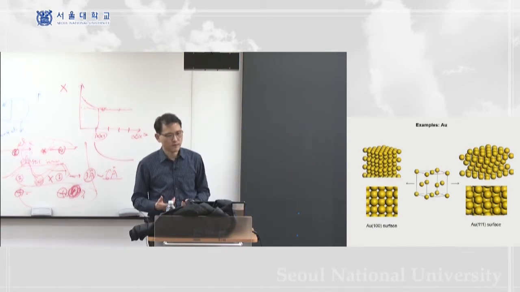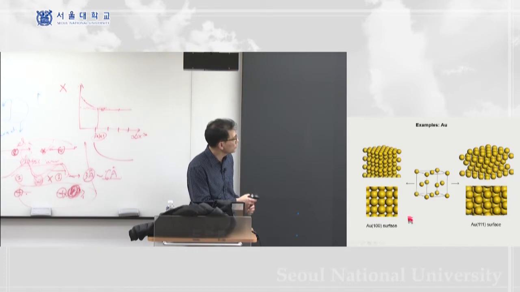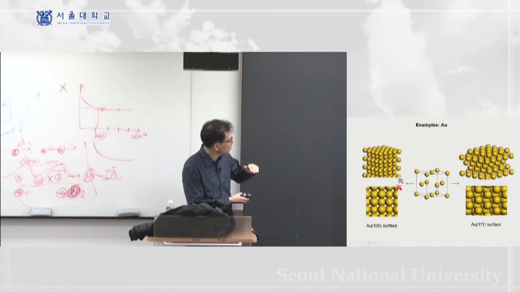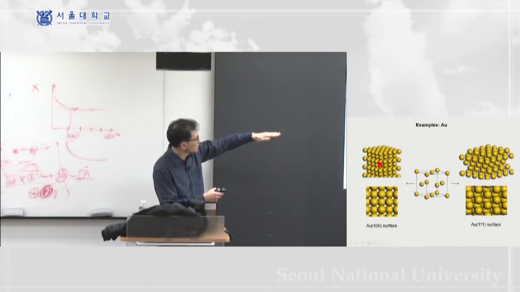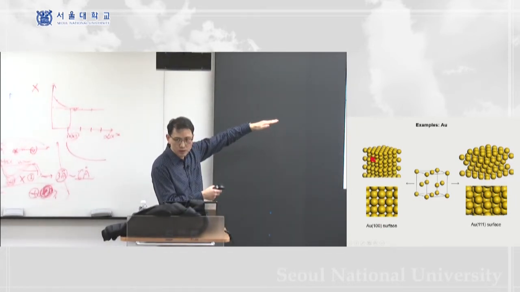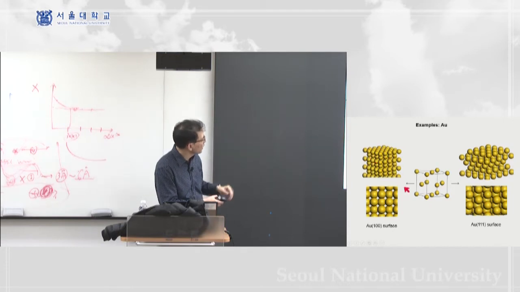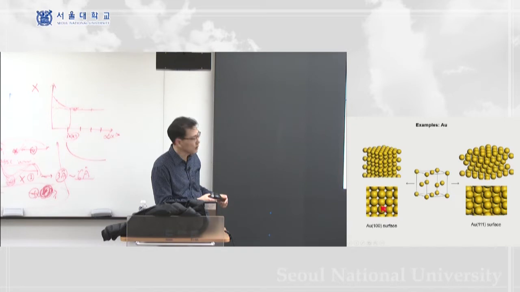Let's look at the atomic configuration of the surface. So this is a gold FCC crystal, and if you make a 100 surface or 001 surface, then you make a surface along that direction. Okay, and if you see from the top, it will look like that. And this is the 111 surface. If you look from the top, then it will look like that. Okay, this is a hexagonal lattice.